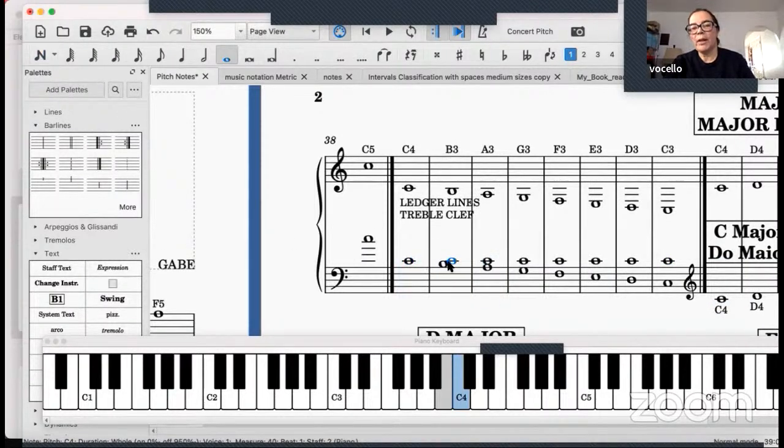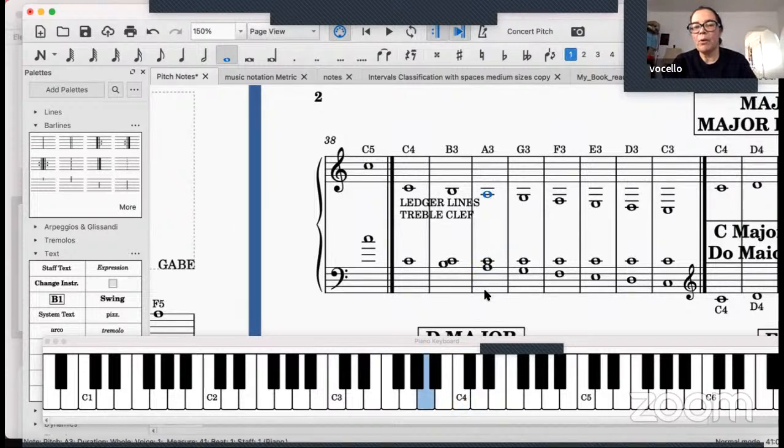Just to visualize. C line, first space, in this case is above the musical staff. This is below the musical staff. Above the musical staff on the bass clef, below the musical staff on the treble clef. C line and the second line on the treble clef, ledger line is A.